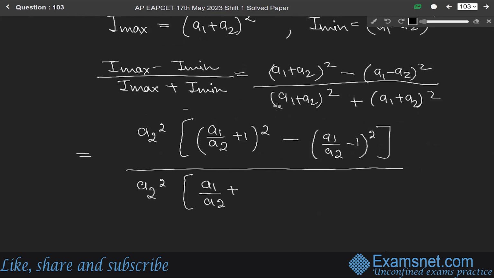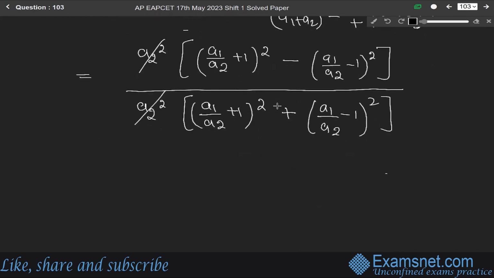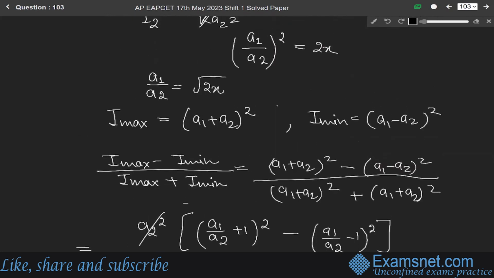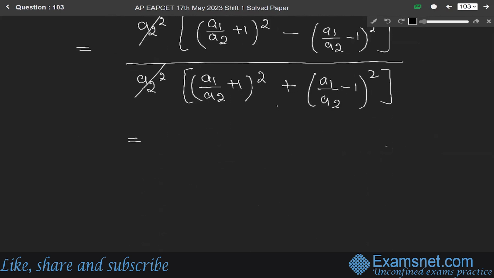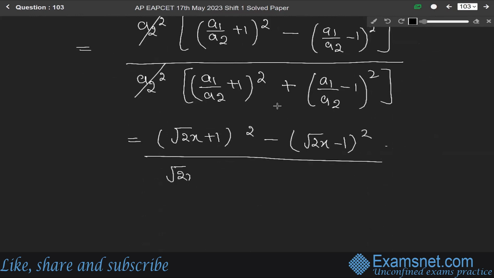(A1 over A2 plus 1) whole square plus (A1 over A2 minus 1) whole square. Now this A2 square cancels out. So it will be equal to, and A1 over A2 is what? Root 2x. So putting this value, we get ((root 2x plus 1) whole square minus (root 2x minus 1) whole square) over ((root 2x plus 1) whole square plus (root 2x minus 1) whole square).